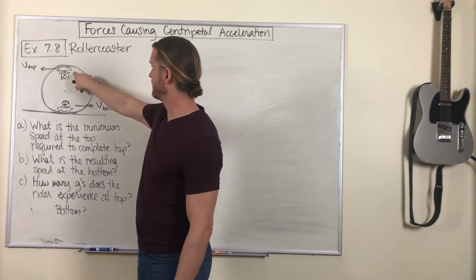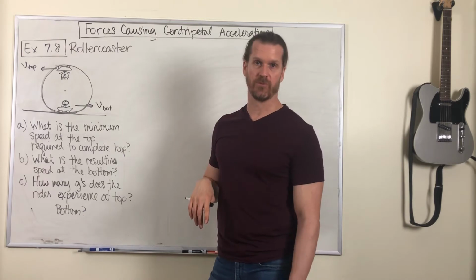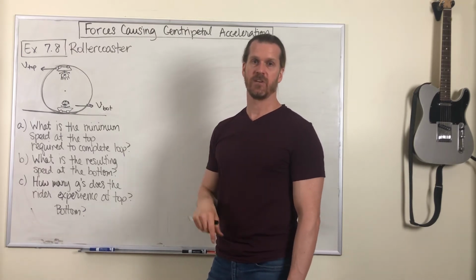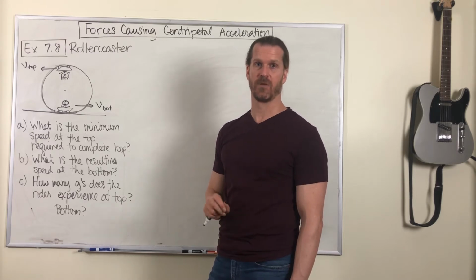And then, given that minimum speed, what would be the speed at the bottom of the loop? And finally, how many G's does the rider experience at the top and at the bottom?